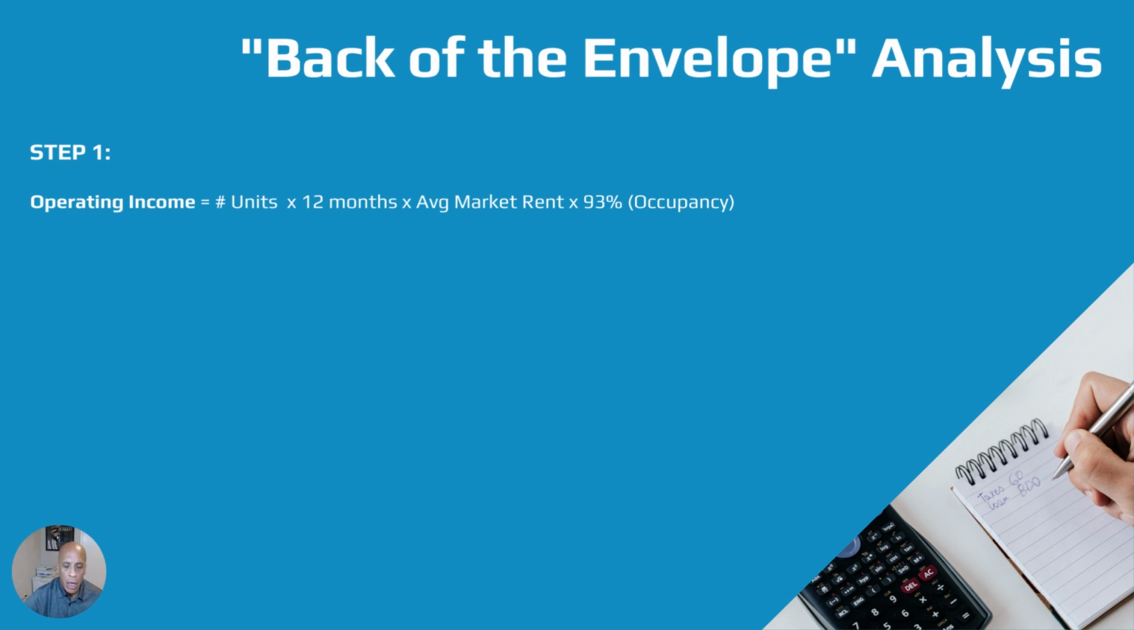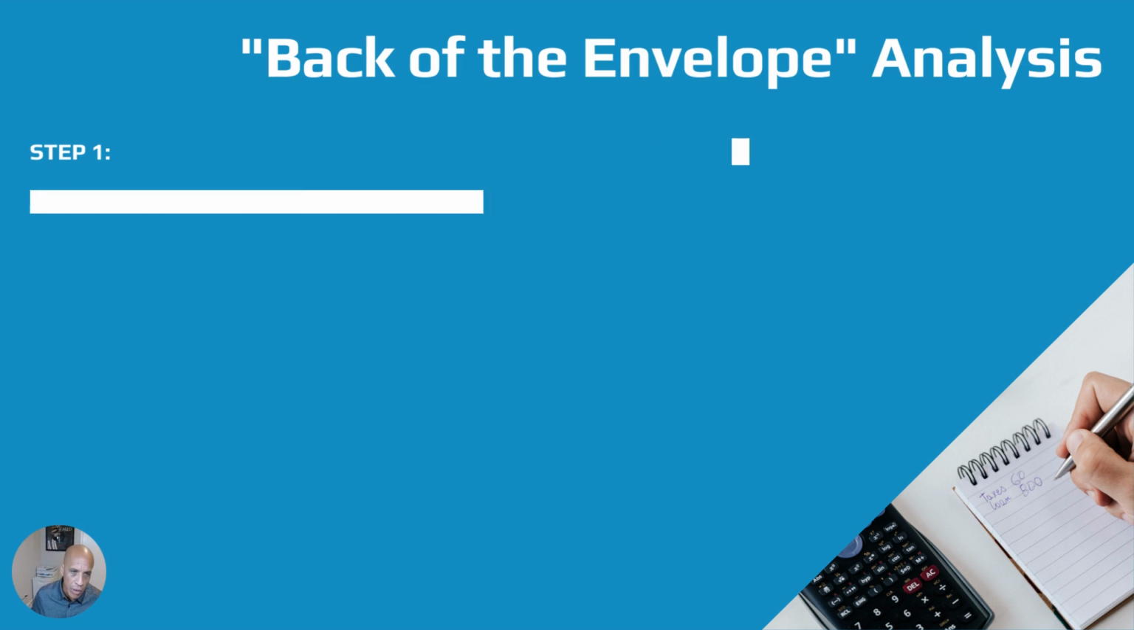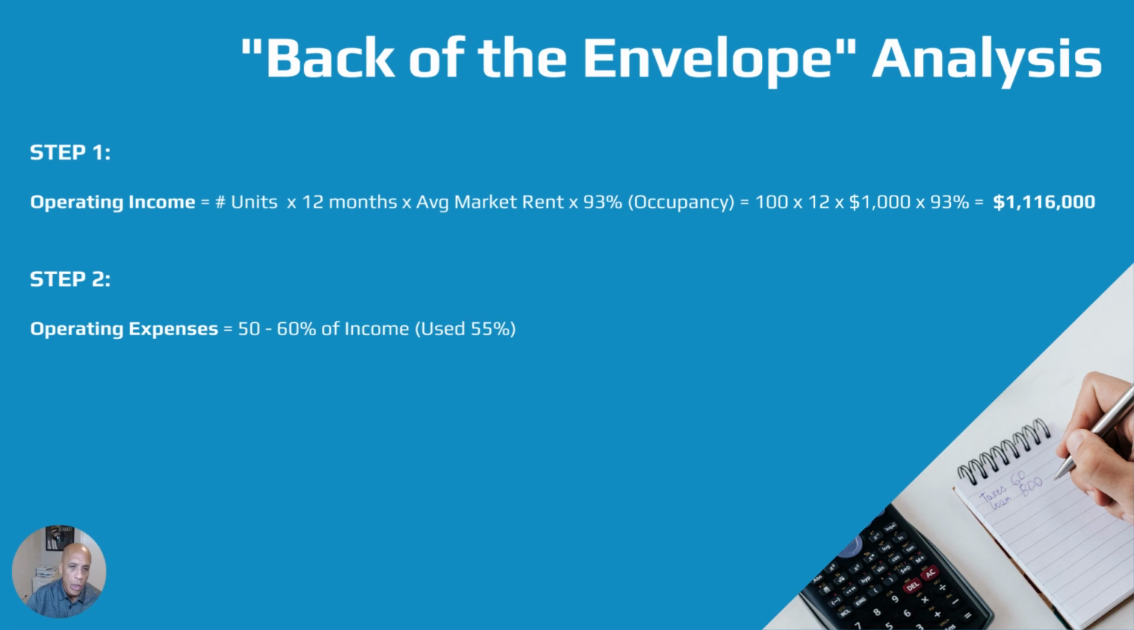So in this example, we're going to assume that our building is occupied 93% for the year. If we had a 100-unit apartment building with an average monthly rent of $1,000 per unit, times 12 months, times 93% occupancy, we'd have an annual operating income of $1,116,000.